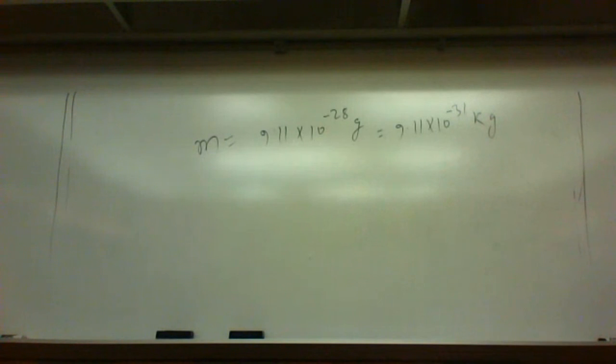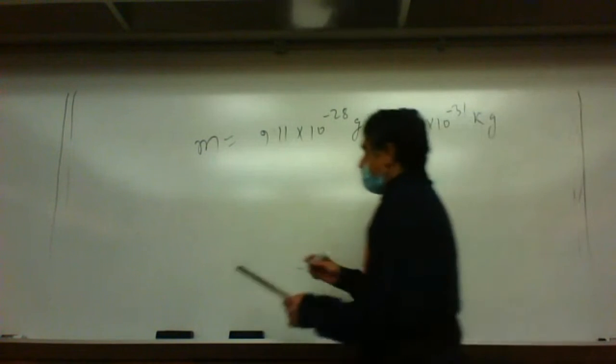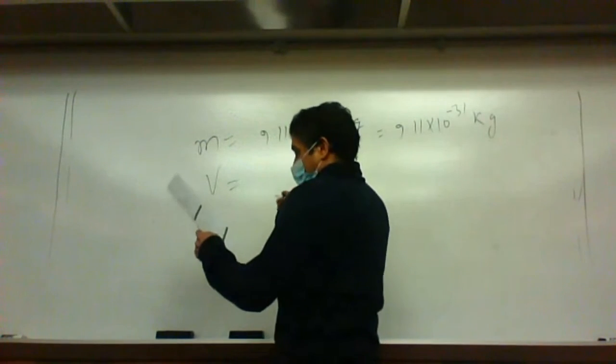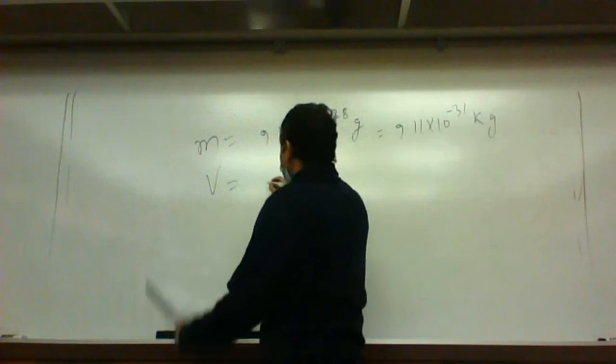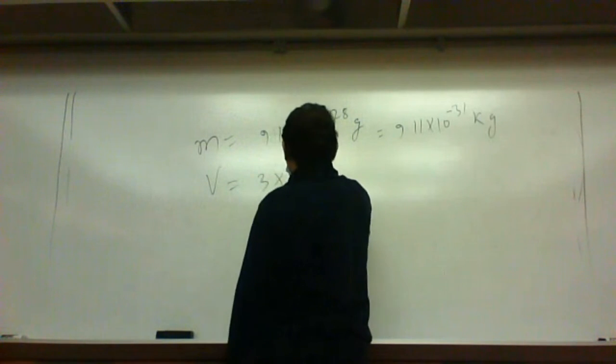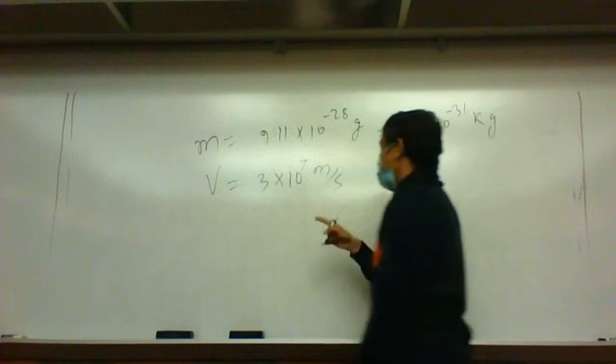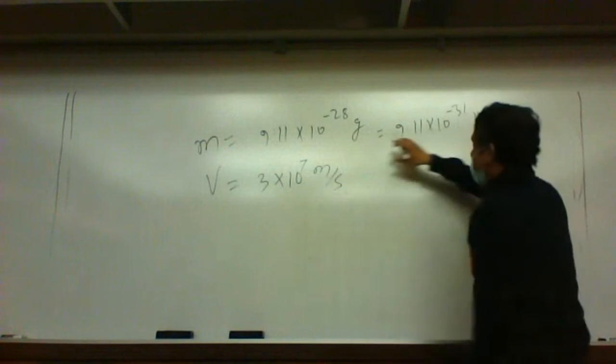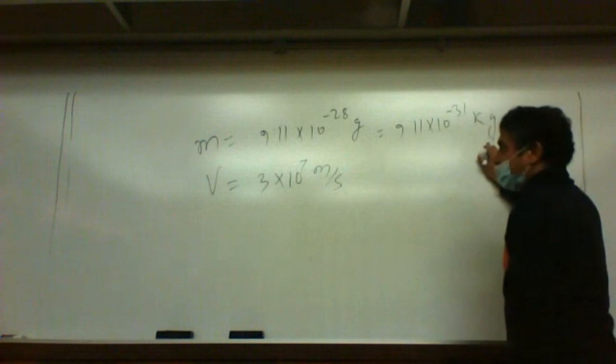So 1 kilogram equals 1000 grams, and you can easily calculate. So what is the velocity of the electron? The velocity of the electron is given as 3 multiplied by 10 to the power 7 meters per second. So this is good. It's not in kilometers per hour or miles per hour, so it's already good in unit. So grams will be converted into kilograms.